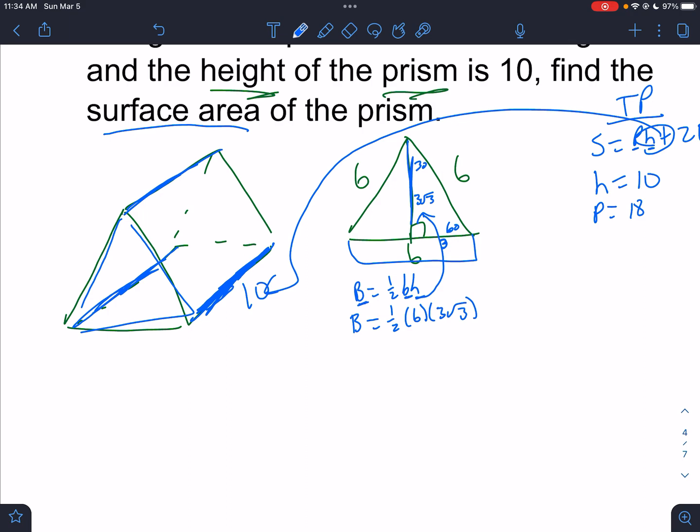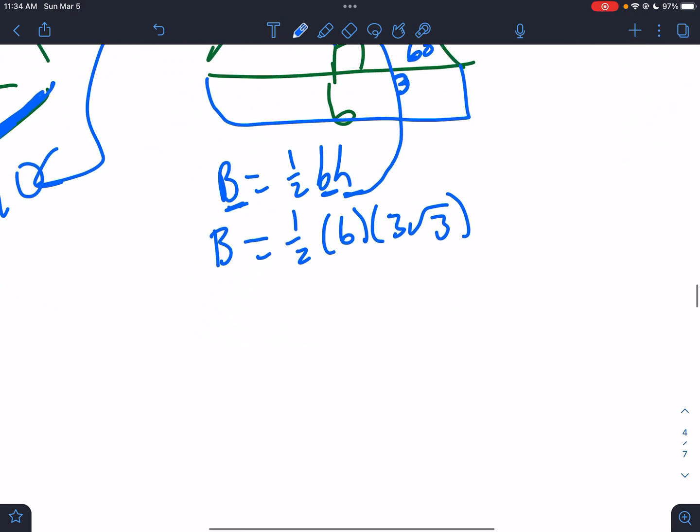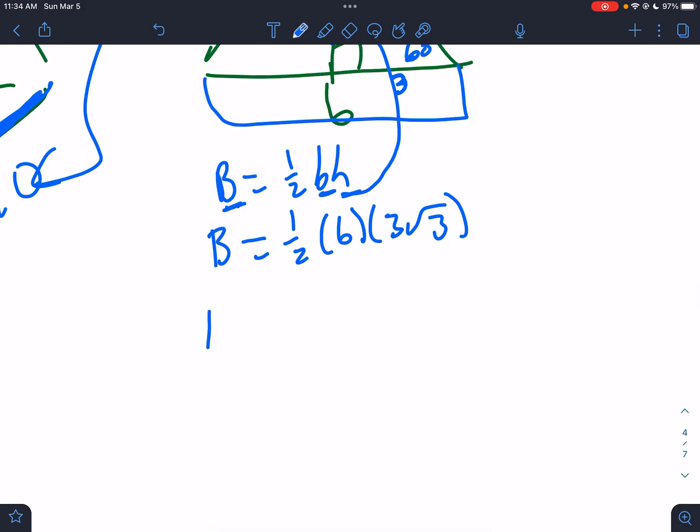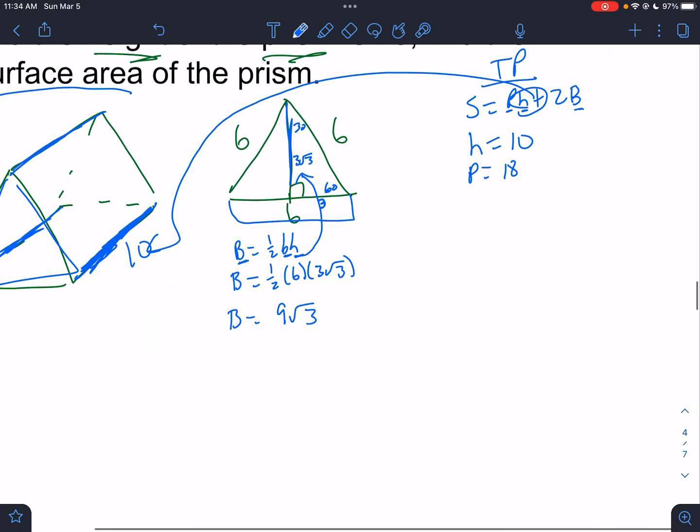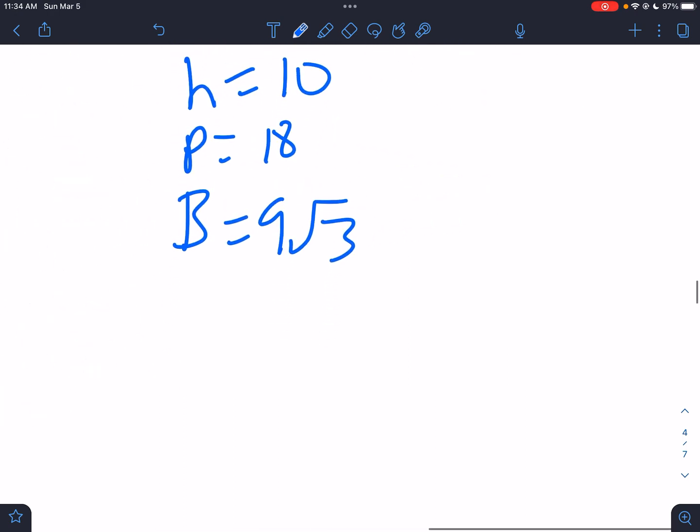You have to keep it organized and know what you're working on and what it represents. So the area of the base would be 1/2 of 6 is 3 times 3 is 9√3. So capital B is 9√3. Once you know the parts, you're just plugging it in.